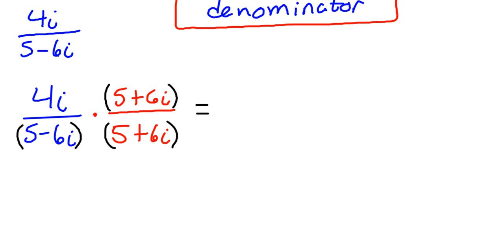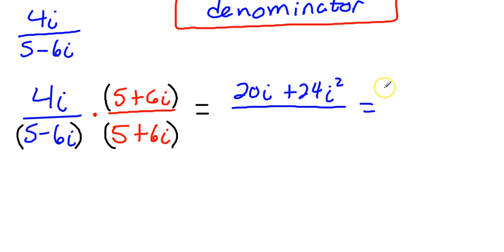So on the top, we've got 4i times 5, that's 20i. 4i times 6i gives 24, and when you do i times i, that is i squared. And again, we'll go back and take the i squared out, replace it with negative 1. So really that's 20i, do 24 times negative 1, that's a negative 24. And we'll go back and rearrange that in a second, put the negative 24 first, but we'll get the rest of it going on the bottom part.